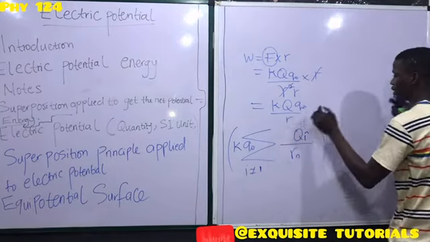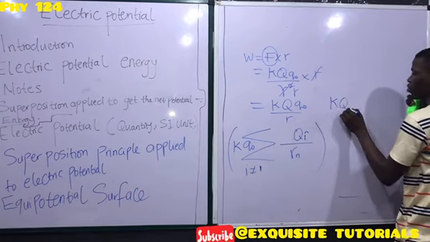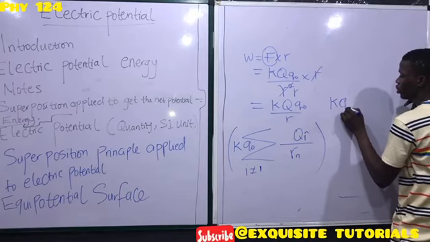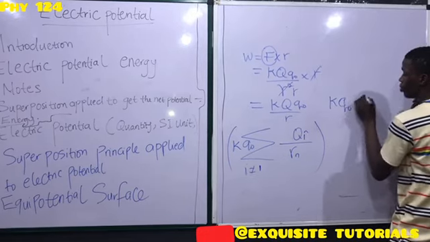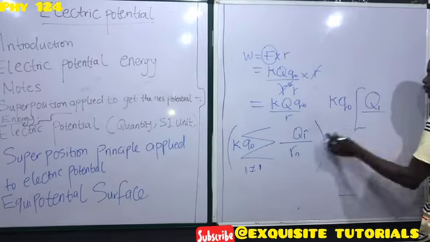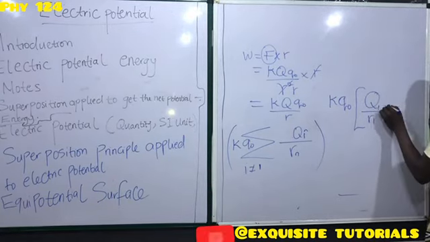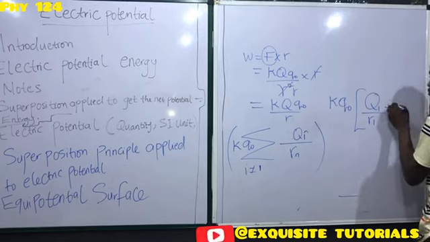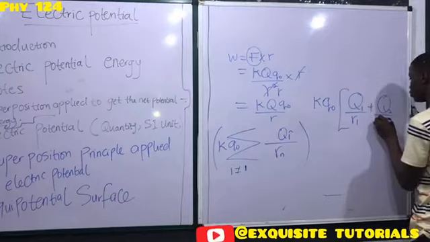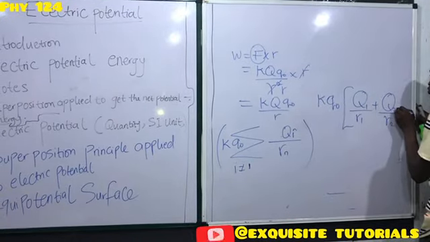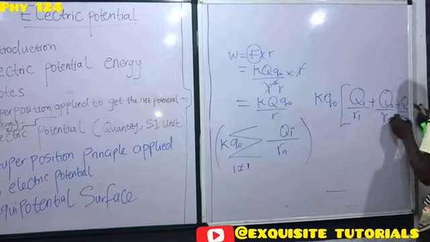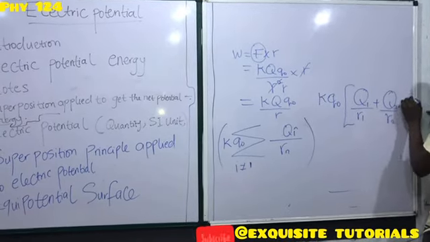That is, I can write this in this form also: kq0 bracket q1 all over r1 plus q2 all over r2 plus qn all over rn, something like this.